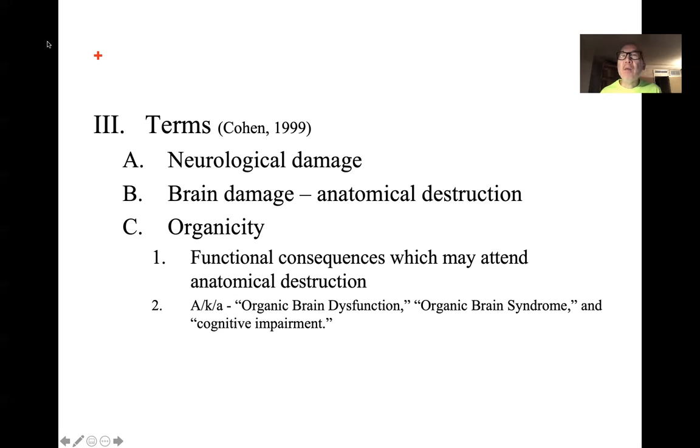As an aside, the reality is that these terms are often used interchangeably. But these are the distinctions that are important to keep in mind.